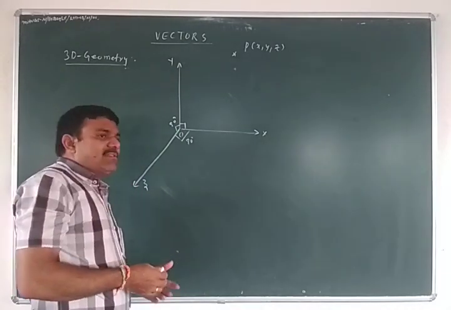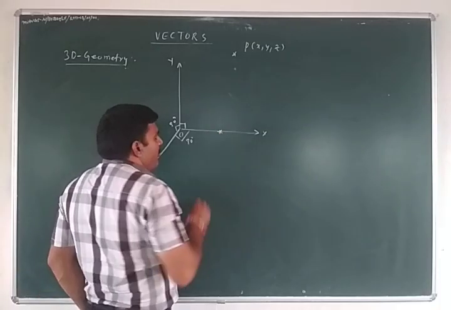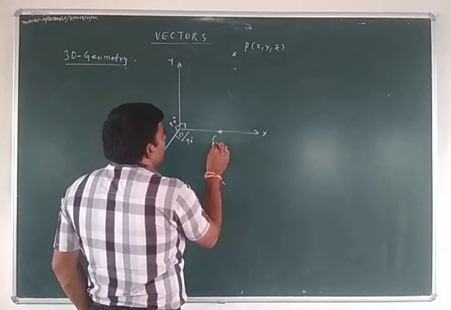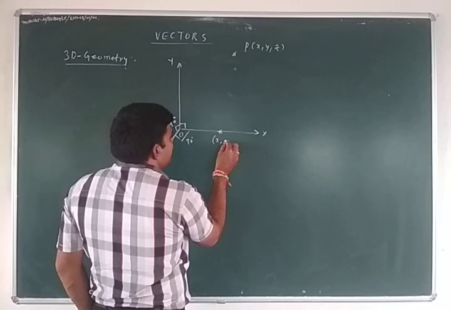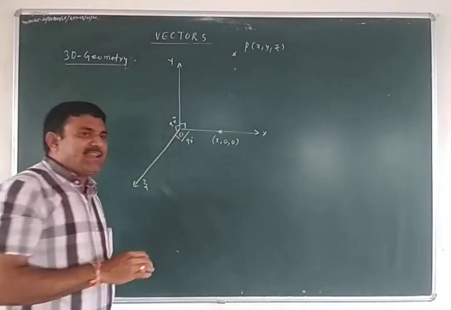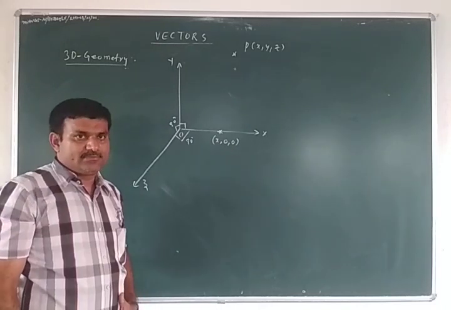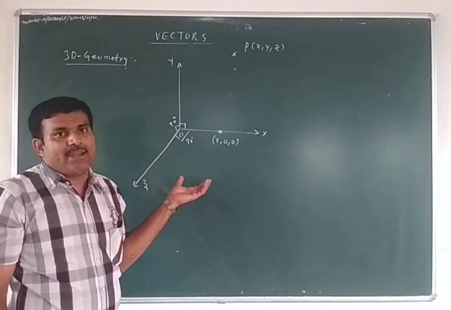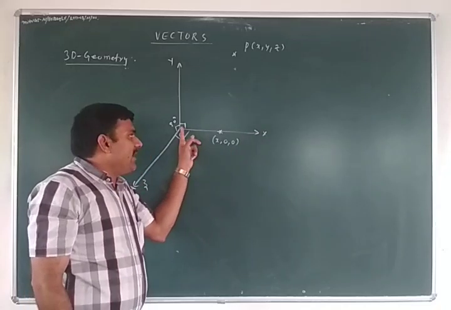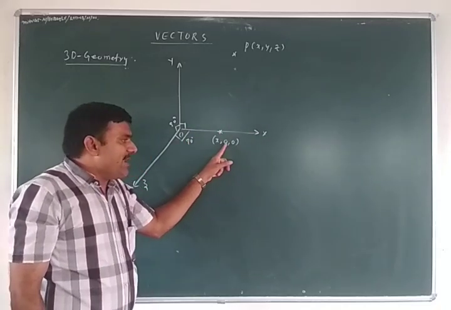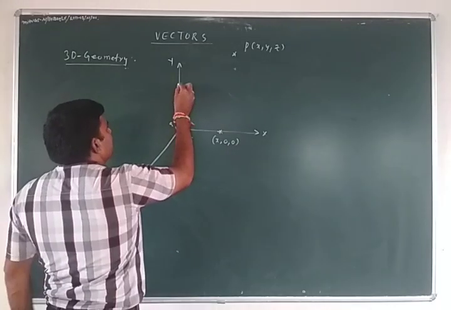Now suppose the point lies on the x-axis. Point lies on the x-axis means only x has a value, and the remaining y and z values are zeros: (x, 0, 0). The point lies on the x-axis means the y coordinate and z coordinate are zeros. This is a very important point. Point lies on the x-axis means the y coordinate and z coordinate are zeros.